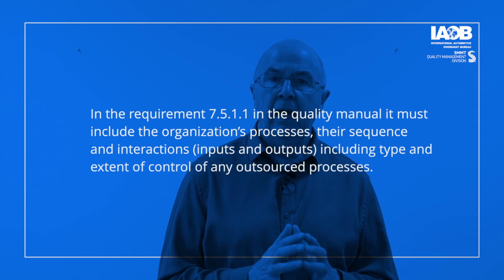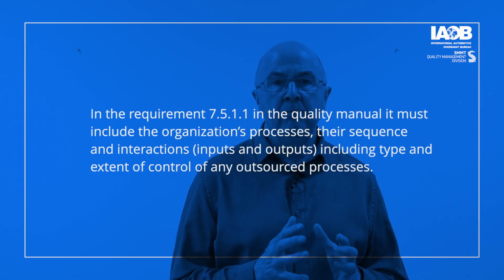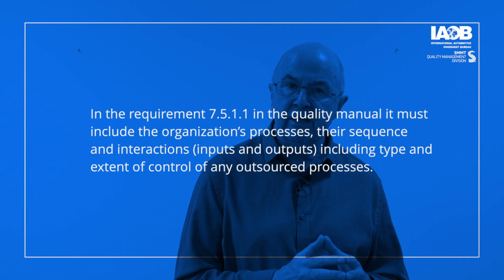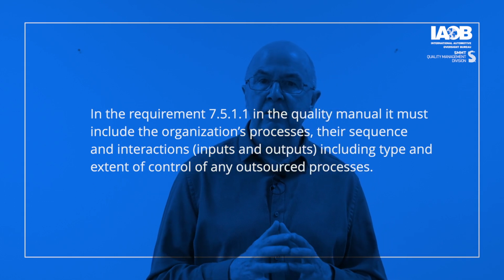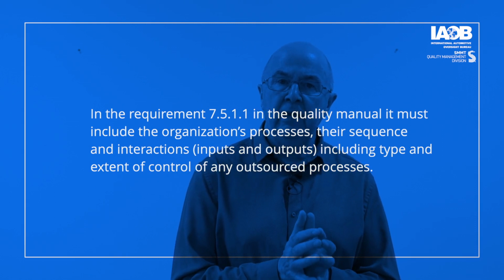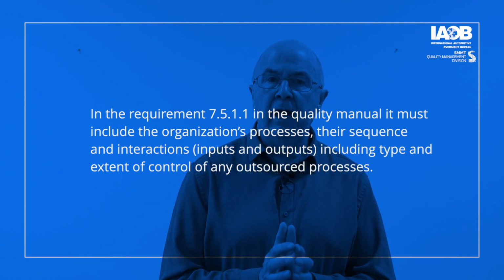Also in requirement 7.5.1.1, a quality manual must include the organisation's processes, their sequence, their interaction, but also the type and extent of control over any outsourced processes.